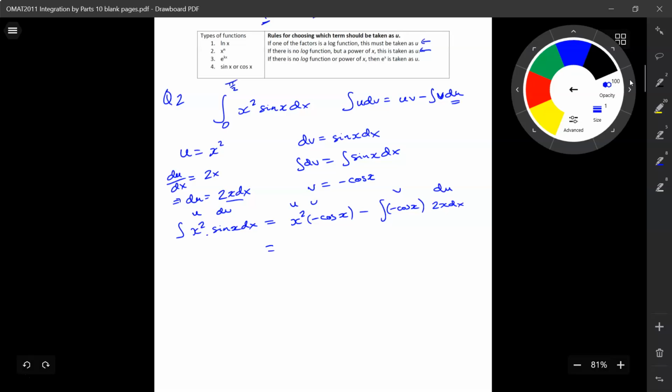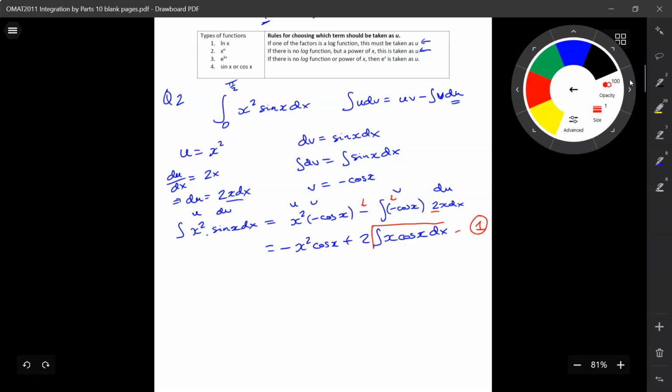So if we tidy this up, we have minus x squared cosine x, and on this side, the minus and the minus here, this minus multiplied by that minus gives us a plus. I take this constant 2 outside, and I'm left with the integral of x times cosine x dx. And this we will call equation 1.